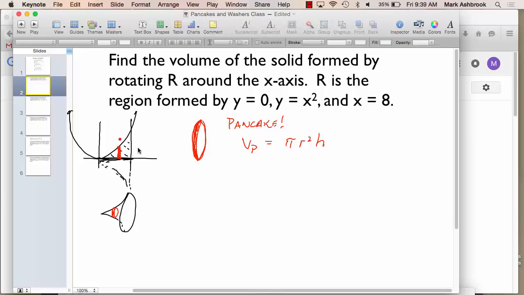The radius of this thing, we have to go back to our region, and we need to know what is the radius of our pancake. So we come back here. What is the radius? It's this. It's basically the height of our strip in this case. So what is that dimension right there? It's just y, right? It's just a y coordinate.